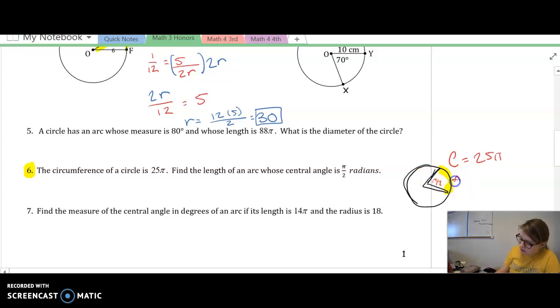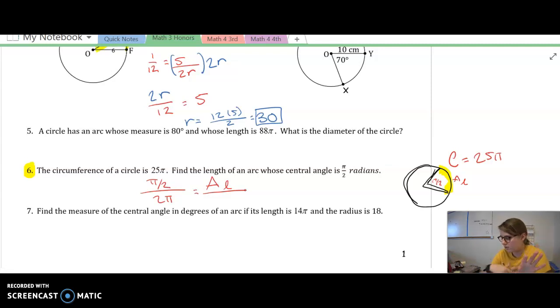Okay? So let's set up our equation. We have central angle over 2 pi, because we're in radians. And then we have our arc length, which we're going to find, over 2 pi r. Well, if you remember, 2 pi r is our circumference. So instead of having to find the radius or anything like that, we can just put 25 pi. We are going to solve for this, and we'll get our arc length. But I want you to pause the video here and solve for the arc length.